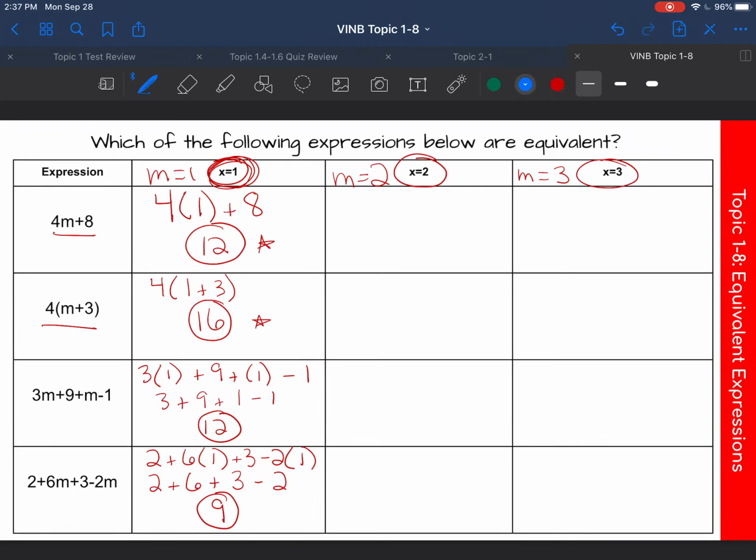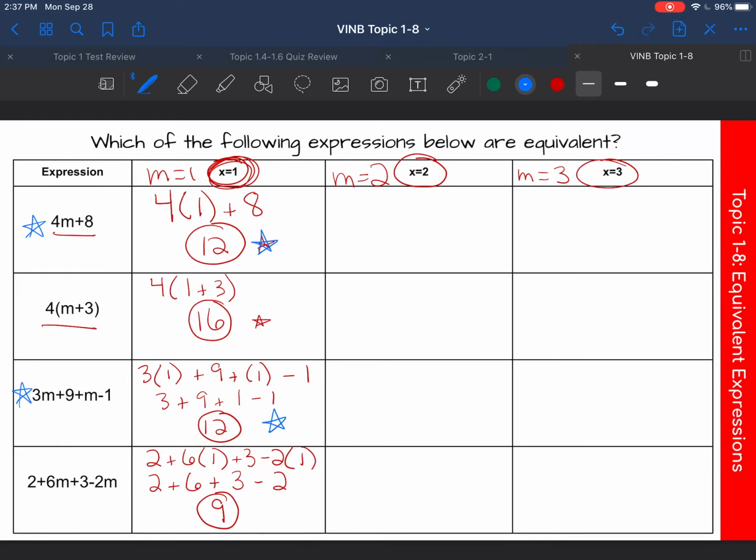So right now, we plugged in 1 into all of these expressions and solved. We got 12 and 12. So far, it looks like this expression and this expression are equivalent.